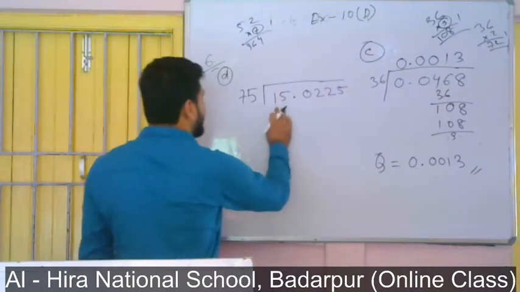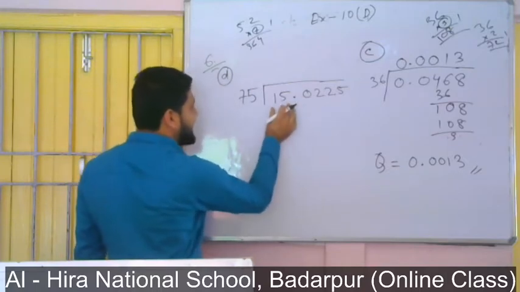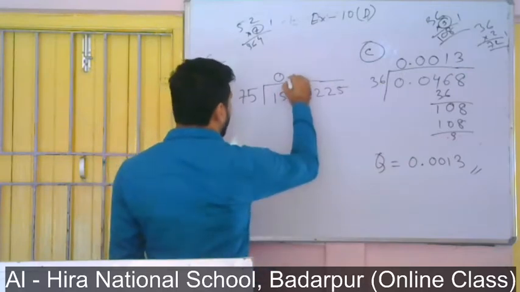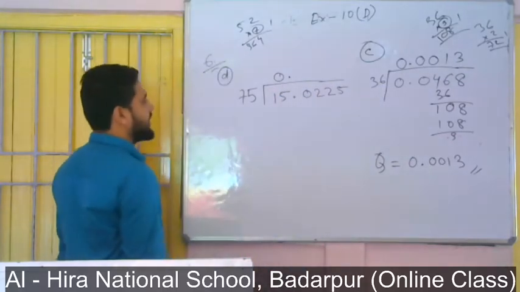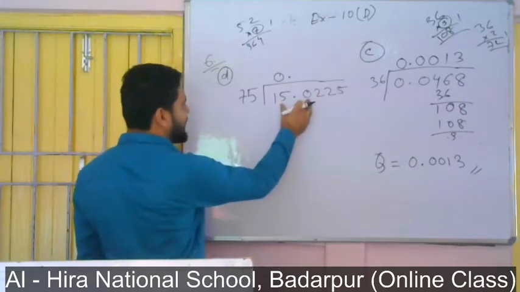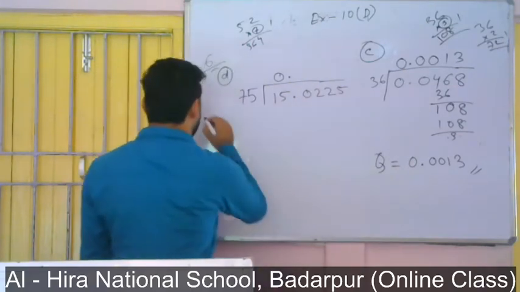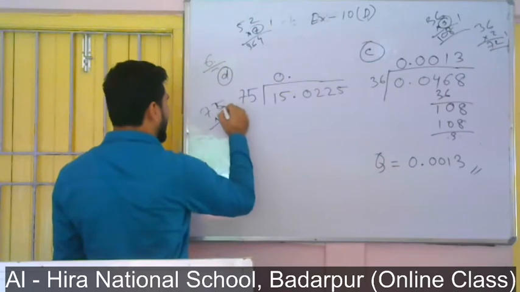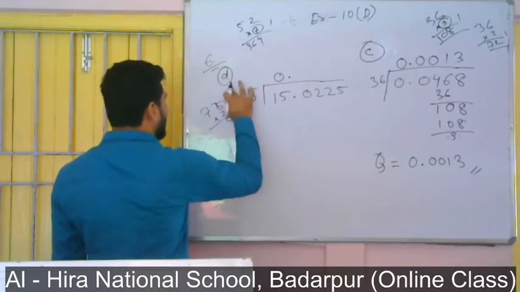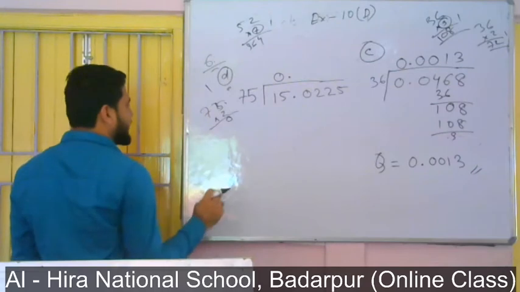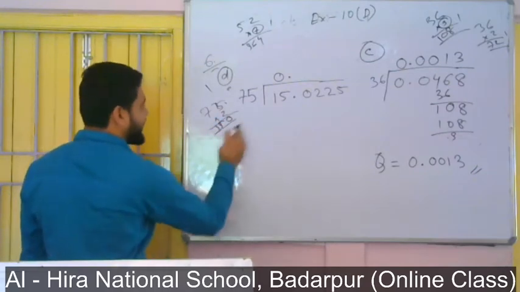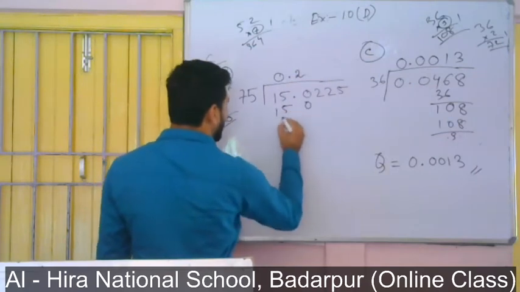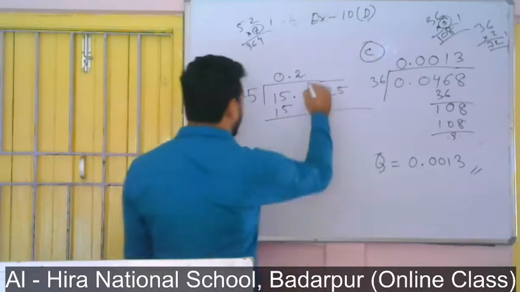You see 75 and 15, so we cannot divide the integral part, so we'll put 0 point. Now we'll take 1 and 0, then it will become 150. So let us check with 75 2s are how much? 5 2s are 10, hand remain 1, then 7 2s are 14, hand 1 is 15. We are getting 150. So we can write 75 2s are 150.